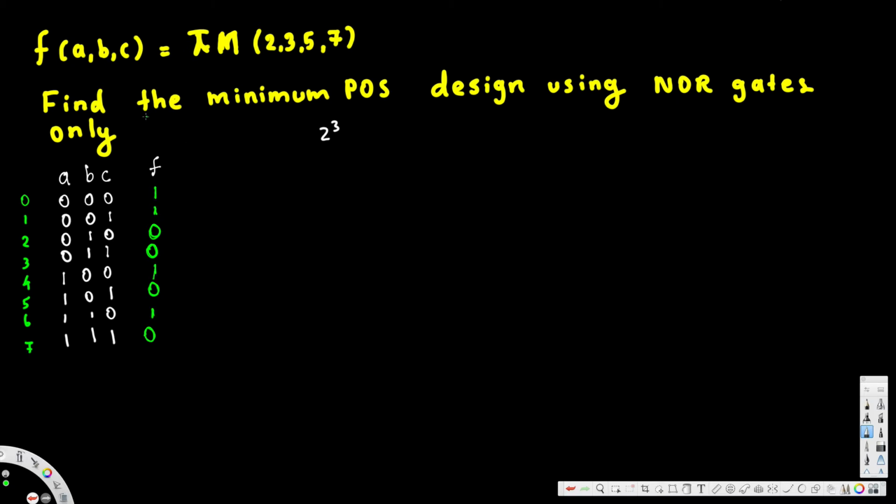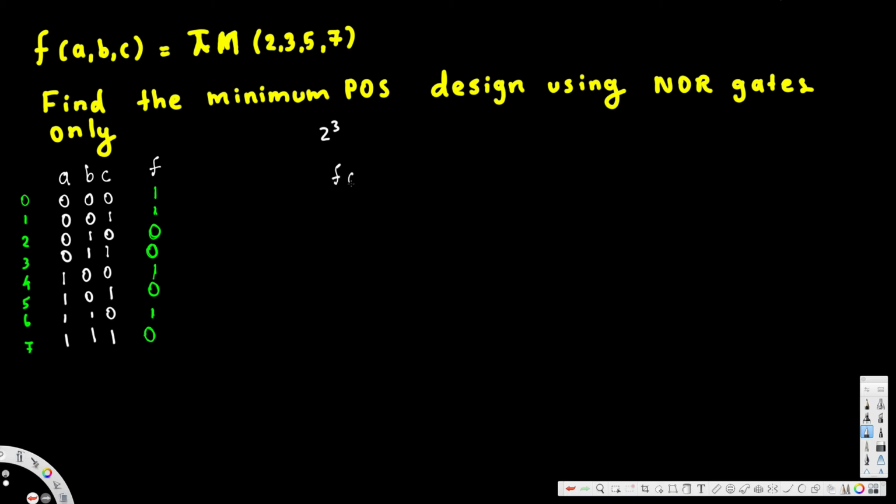Now the question is asking to find the minimum product of sum using NOR gates only. In order to do this, first we have to create the function. Whenever they say product of sum, we have to look at the zero positions and create the equation based on that. If they ask for sum of products, we have to look at the ones positions and create the equation based on that. Since they are asking for the product of sum, we have to create the equation based on the position of zeros. Now let's go ahead and do that.